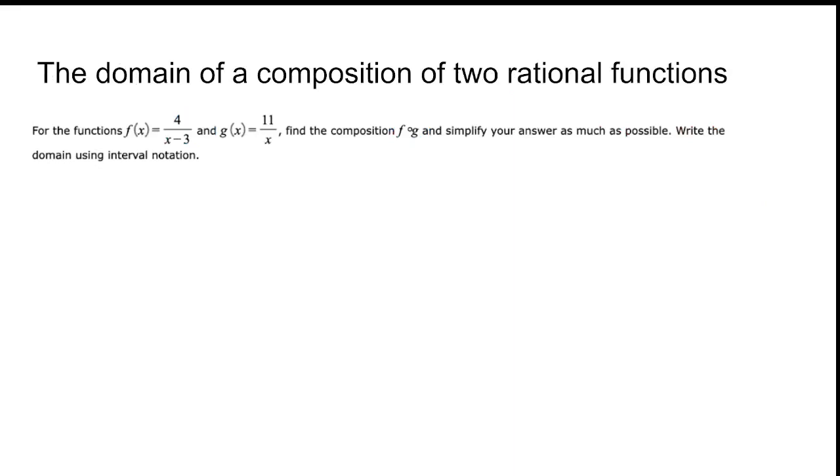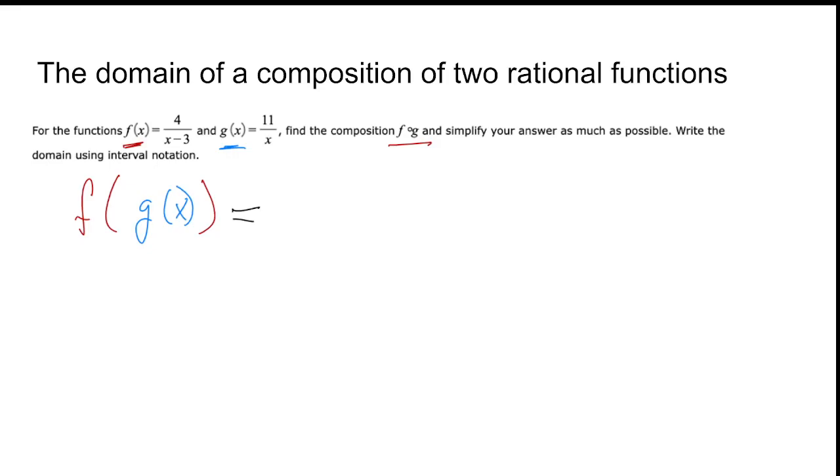So this is the last one. Definitely looking at the domain of a composition of two rational functions. Now what we're going to see here is, since we're doing f composite g, f is the outside function, g is the inside function. We're going to do the composition this way.